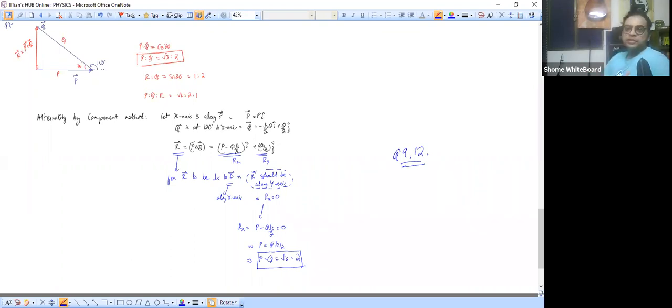So ninth question we can do by this method. We can write the two vectors given, A and B, in component form, and we can apply the condition that A plus B is becoming along the y-axis. So that resultant's x component should be again 0. Just like I've done in this question, the second part, I've solved by component method. I've written P and Q in component form, added them, then put the condition for the resultant to be along the y-axis. Same thing you do in the ninth question also.